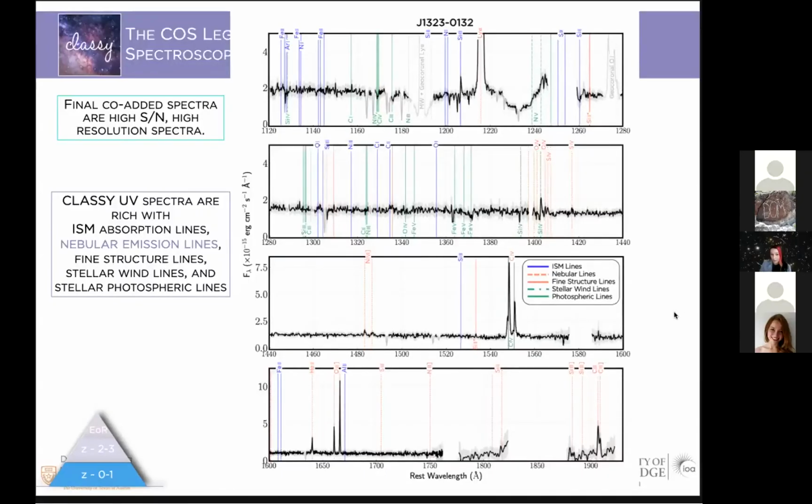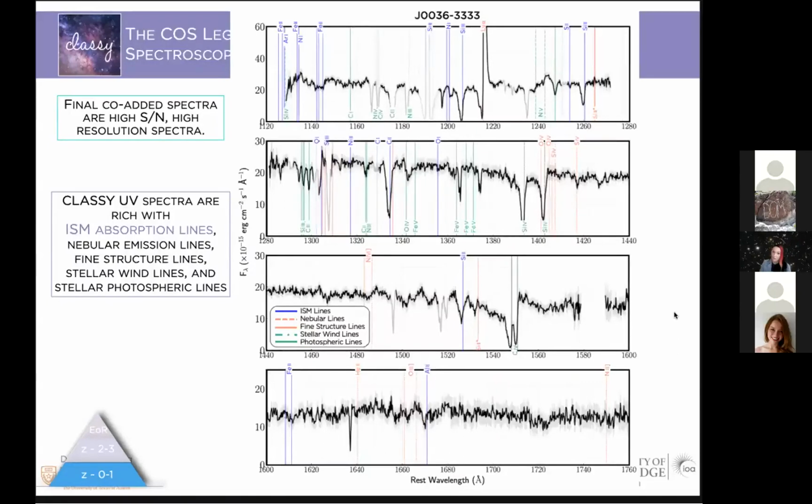And on the other end of things, we also have galaxies that don't have a lot of emission, but have tons of beautiful absorption lines. So here you can see a bunch of those and everything in between. So there's a huge variety. And again, we use the highest spectral resolution that we could on HST COS, so you can hopefully get good velocity information and things like that too.